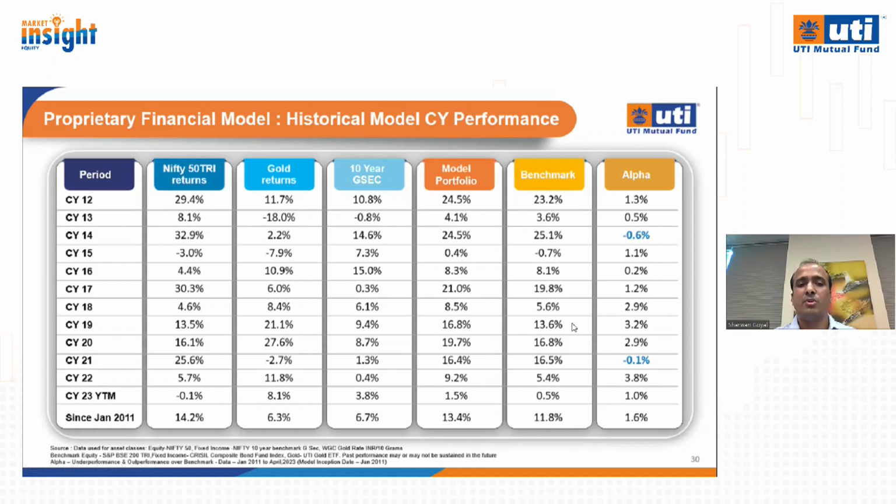So most of the time, the model has suggested appropriate asset allocation and has generated alpha, barring a couple of years wherein it has underperformed. But in the last 11-12 years, it has delivered 13.4% return, which is slightly lower than Nifty. But at the same time, it has done much better as compared to the benchmark, delivering about 1.6% alpha.